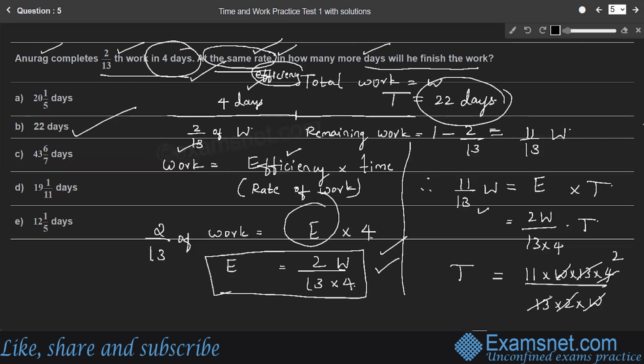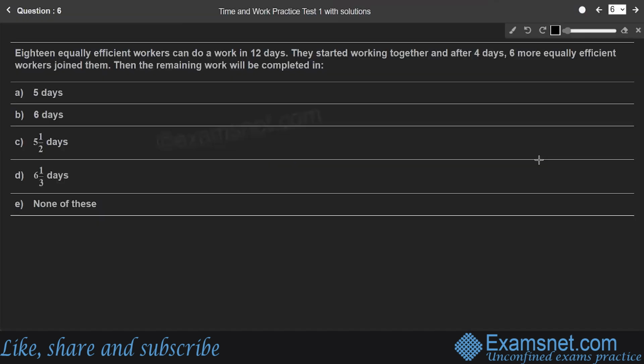Question 6. 18 equally efficient workers can do a work in 12 days. They started working together, and after 4 days, 6 more equally efficient workers joined them. Then the remaining work will be completed in.